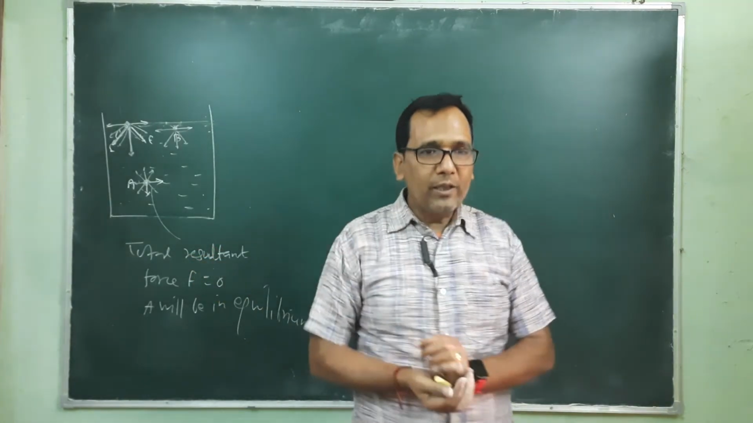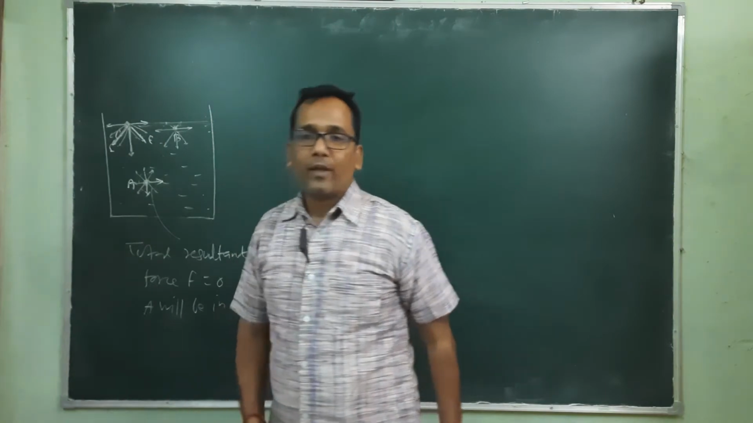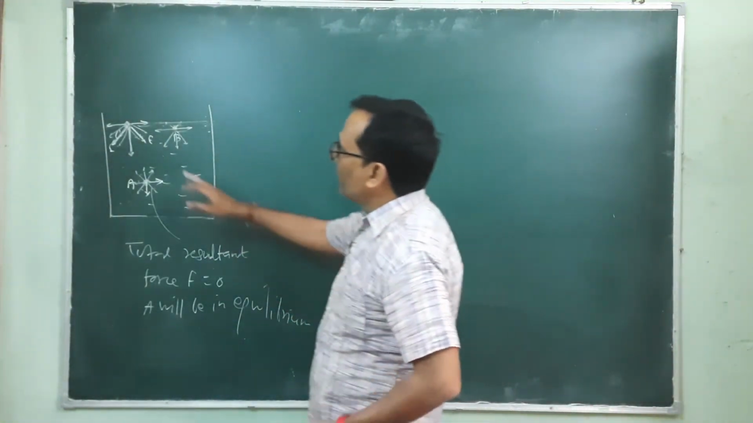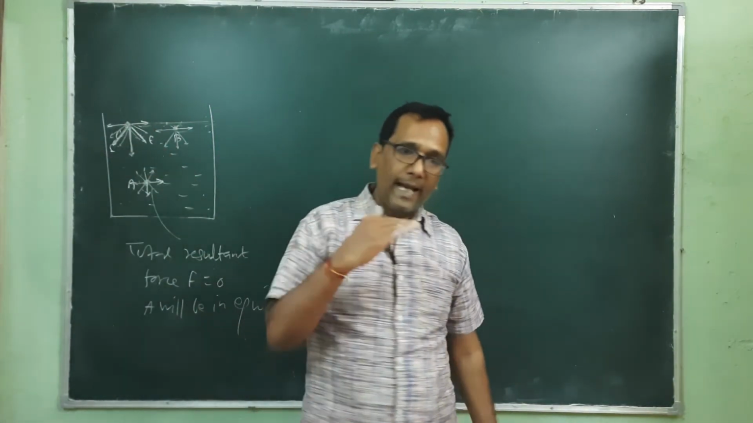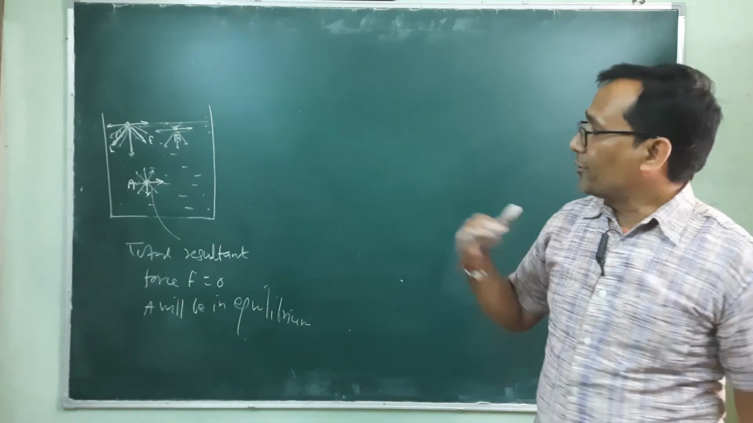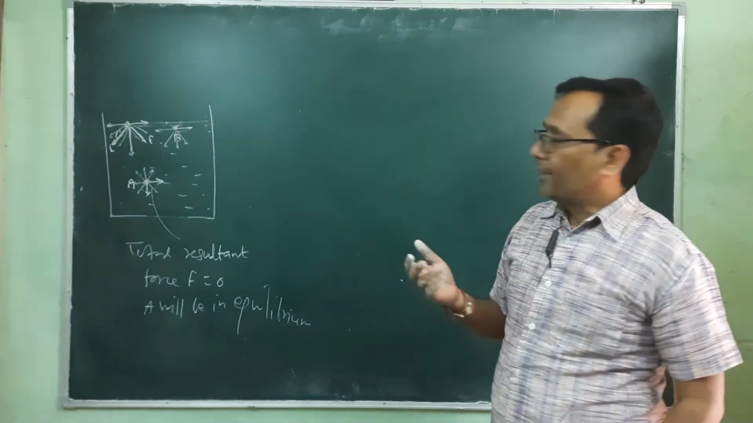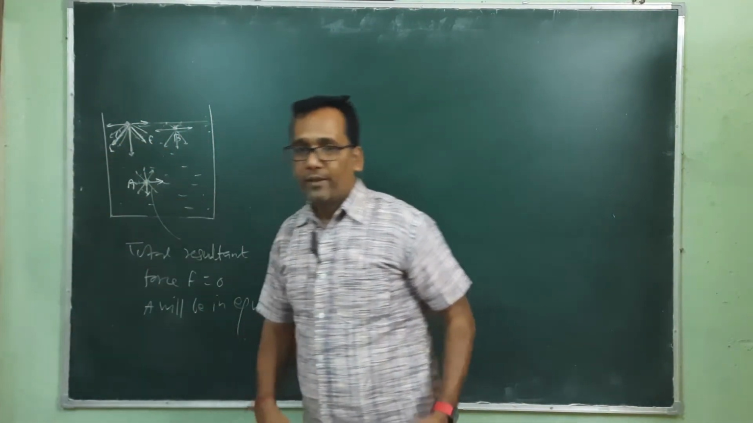Okay, so for the molecules on this surface, the resultant force will be inside the liquid, and in order to balance this force, surface energy is required. That surface energy is stored on those molecules in the form of potential energy, and because of that, the surface of this liquid gets tensed.